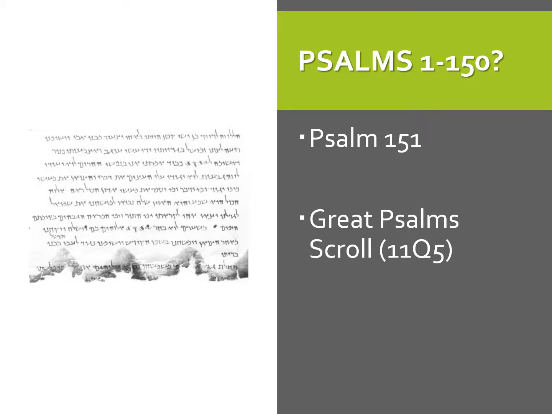11Q5 is particularly interesting to look at because it does not have the Psalms in the order that we might expect. The Great Psalm Scroll was probably compiled around 30 to 50 CE, which is about 200 to 250 years after we have a complete set psalm from 1 to 150.